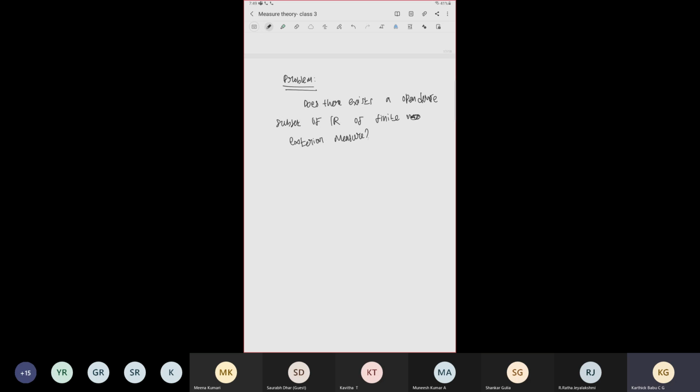So any idea for the starting and beginning? I may give the hint actually. We have to start with rational numbers and try to enumerate them. Since the rationals are countable, we are enumerating the rational numbers as r_n, n equal to 1 to infinity.